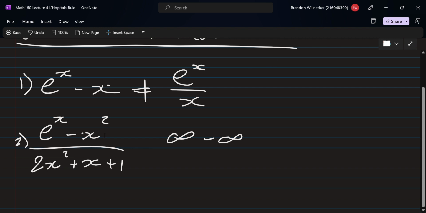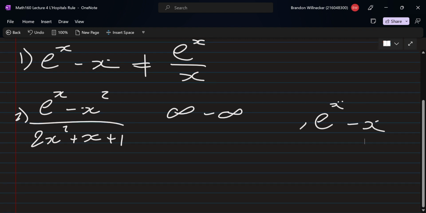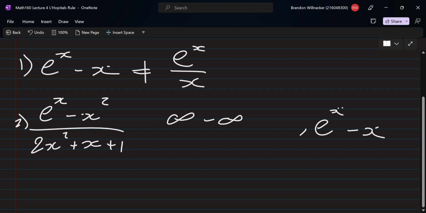Infinity minus infinity is if we have something like this first part, e to the x minus x. If you just have this as is, then it's infinity minus infinity. This expression here is a fraction. It can't be the difference of two infinities. So please make sure you look back at the table to see what type of indeterminate form you're working with.